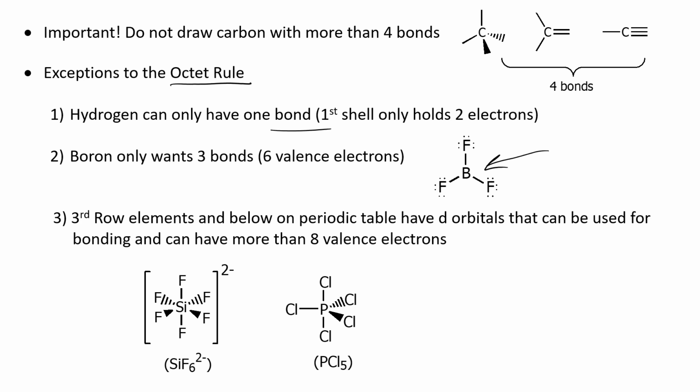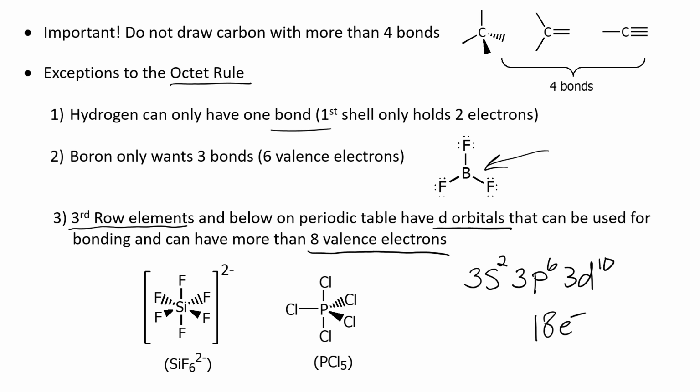Third row elements on the periodic table, or third period elements, basically anything in the third period or below, these elements can exceed 8 valence electrons. Not that they always will or have to, but they can, because there's d orbitals available for bonding. Let's think about the third shell. In the third shell, you have a 3s2. If you fill that up, you have a 3p6, and you have a 3d10. That's a total of 18 electrons that you can put in the third shell.